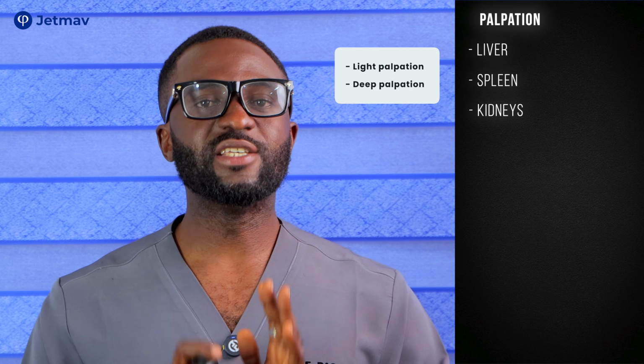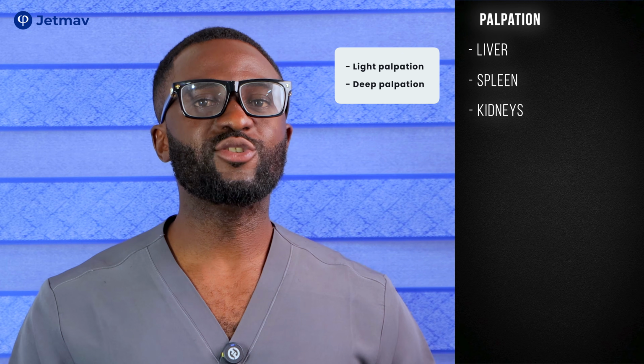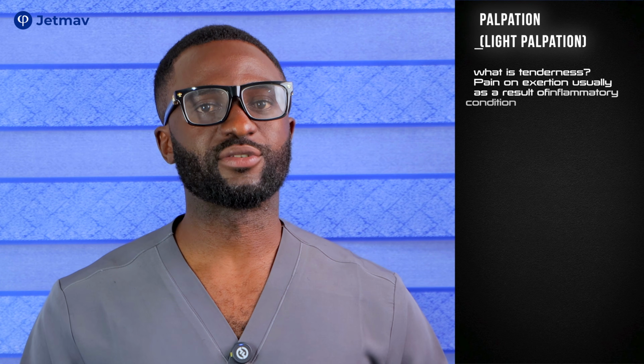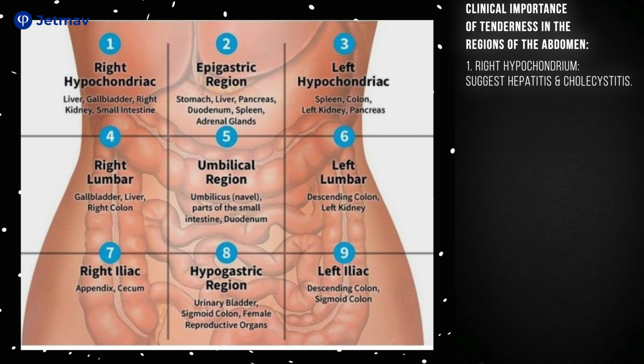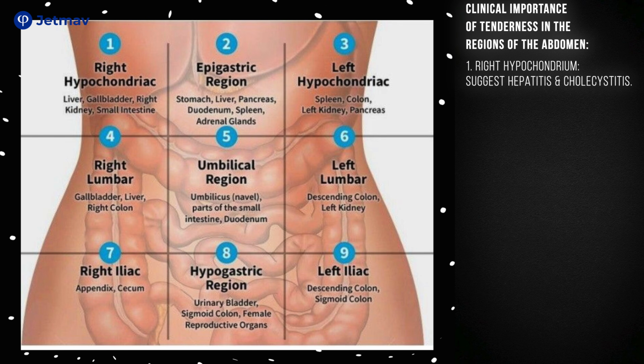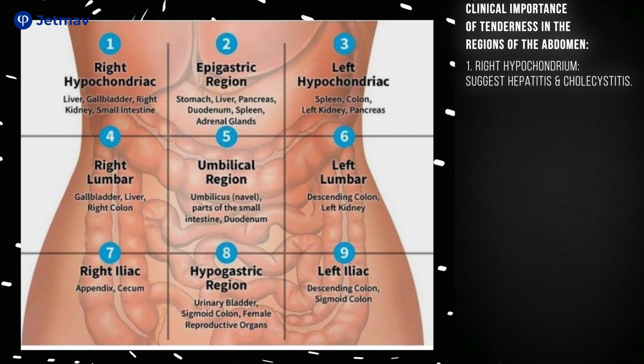So for light palpation, it is done over the 9 regions of the abdomen, usually to detect tenderness. What is tenderness? Tenderness is pain on palpation, and this is usually as a result of an inflammatory condition. So eliciting tenderness in any region of the abdomen can be a pointer to a possible differential diagnosis. Hence, it is important to note where the tenderness was elicited. When you elicit tenderness in the right hypochondrium, where the liver and the gallbladder are located, you're going to have a possible hepatitis or cholecystitis as your differential, which is inflammation of the liver and inflammation of the gallbladder.